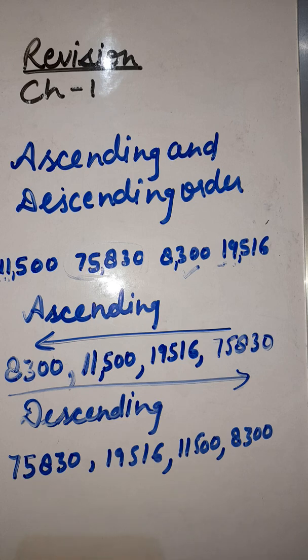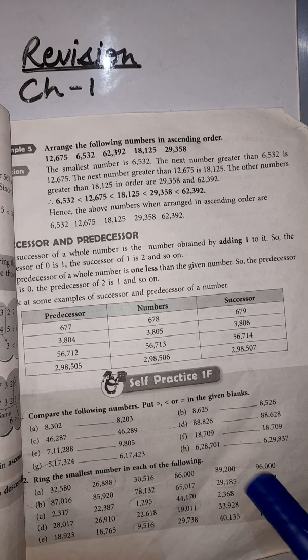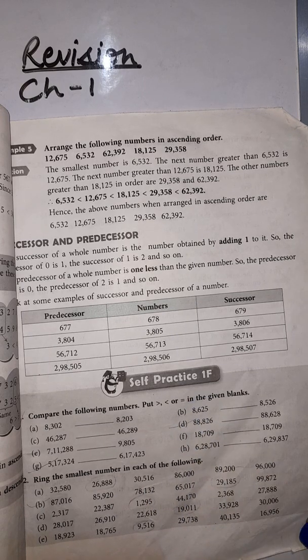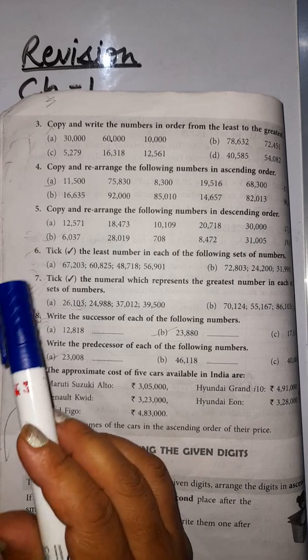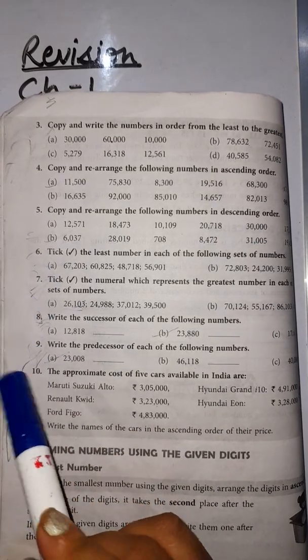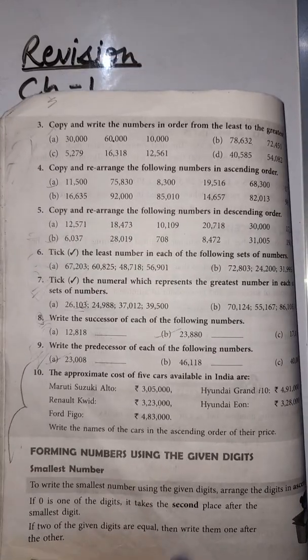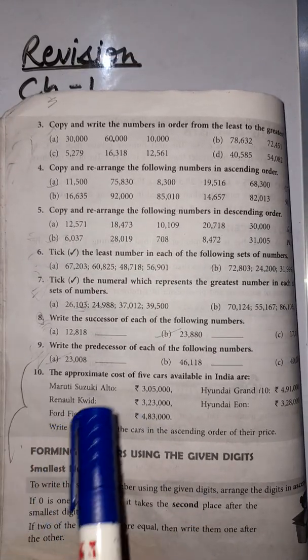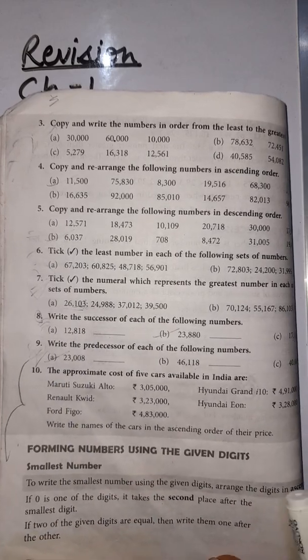Okay, now students, you have to complete this exercise 1F, page number 19, question number 1 and 2 in your book. Also question number 6, 7, 8 and 9 in your book, that is page number 20. Okay, and click the picture of this page and upload on Ursal.